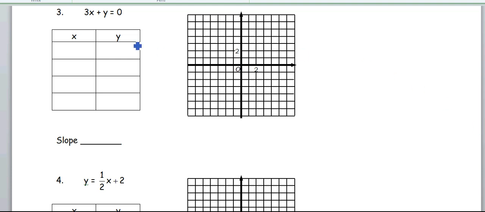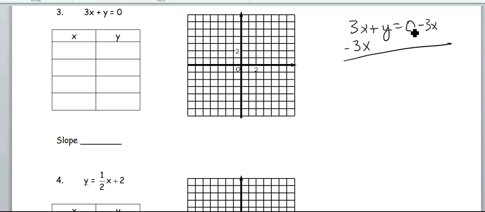Number 3, I have to transform my equation first. So if I have 3x plus y equals 0, I need to get just this y by itself. So in order to do that, I need to move the term with the x. It's a positive 3x up here in the original equation, so I'm going to subtract 3x. I'm subtracting not from underneath this one because this doesn't have an x in the term. I'm putting it over here.